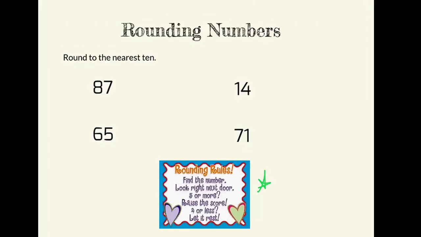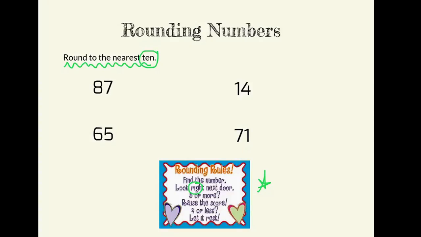So rounding rules. Find the number, look right next door. 5 or more, raise the score. 4 or less, let it rest. So let's practice what we see here in this poem. Here are my directions. Round to the nearest 10.